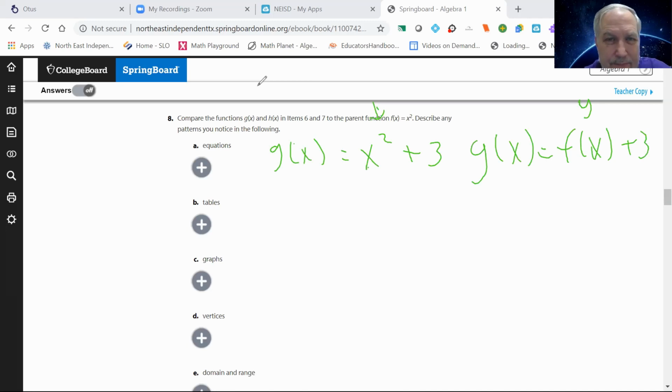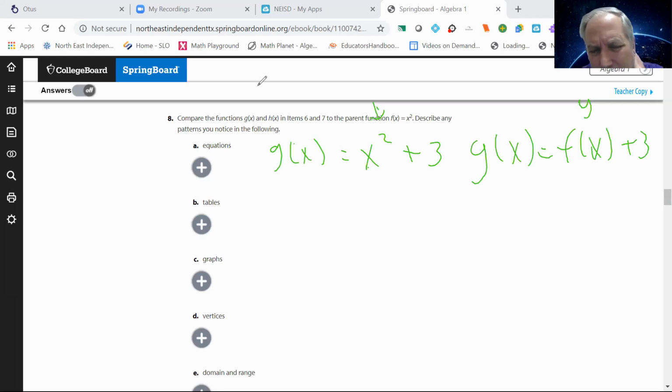The tables, what we noticed on the tables is that all of the y values for g of x were 3 more than the y values of f of x, and all the y values for h of x were 4 less than all the y values of f of x. We noticed the graphs were all parabolas that looked about the same. The only difference was the translation. g of x was translated up 3. h of x was translated down 4.